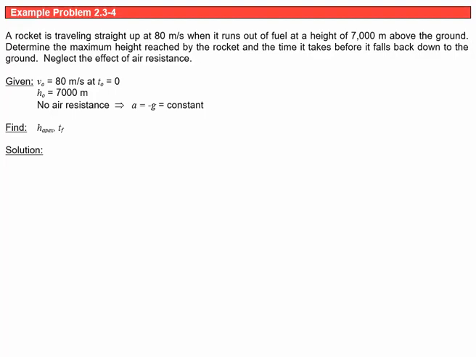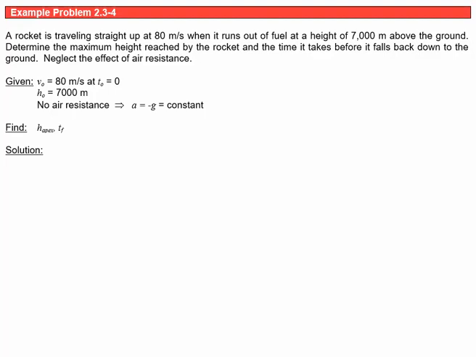In this example, we have a rocket that's traveling straight up at 80 meters per second. Then it runs out of fuel at a height of 7,000 meters above the ground. We want to determine the maximum height that the rocket reaches and the time that it will take before it falls back down to the ground. And we're going to neglect the effects of air resistance.